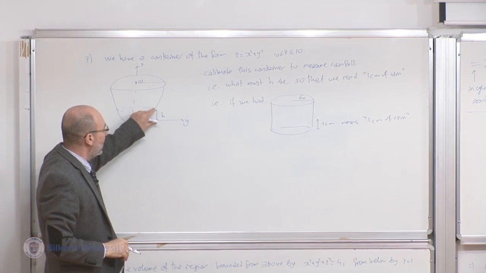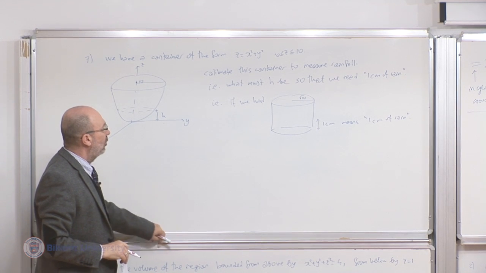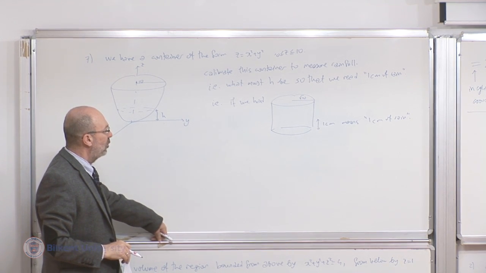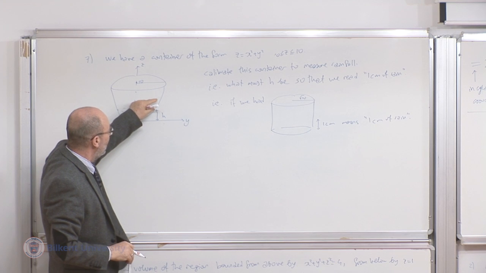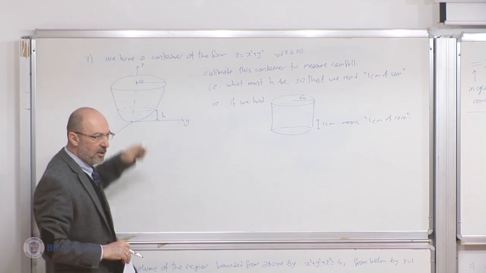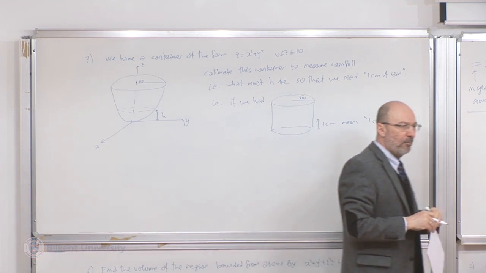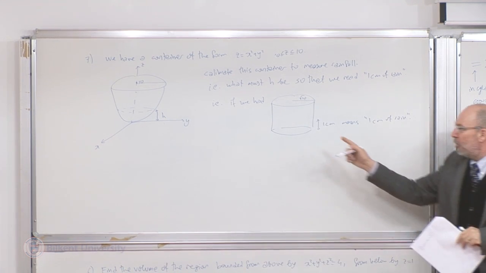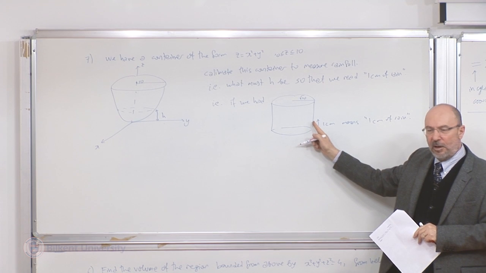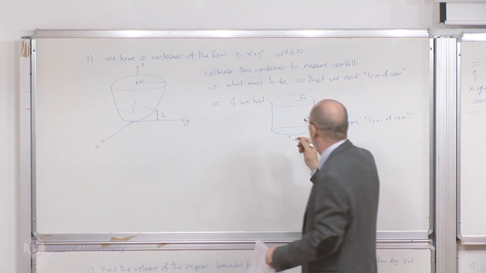So we want to find this h, which will correspond to 1 centimeter of rain. While at it, we'll find 2 centimeters, 3 centimeters, etc. You see, this is a volume problem. We know the volume of this. Suppose here we have k centimeters.